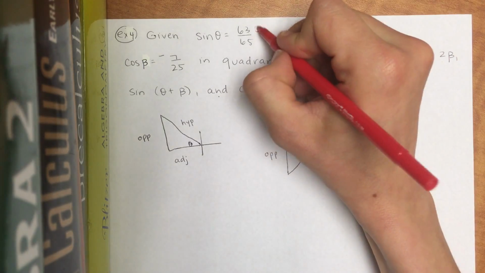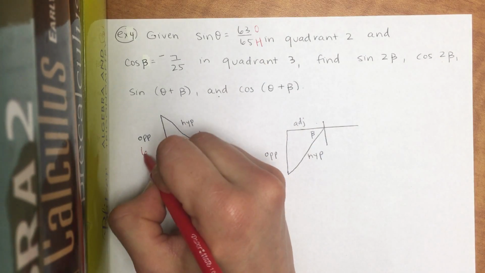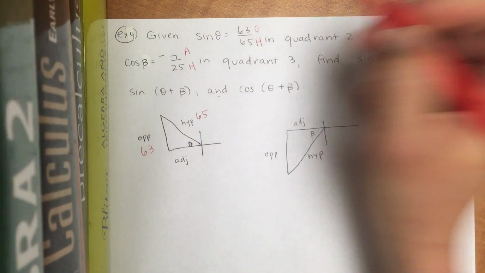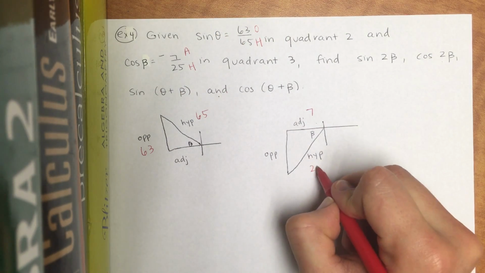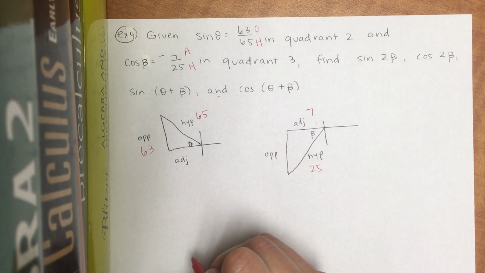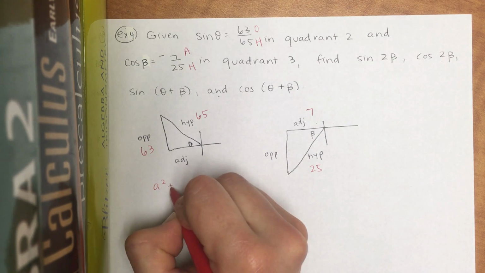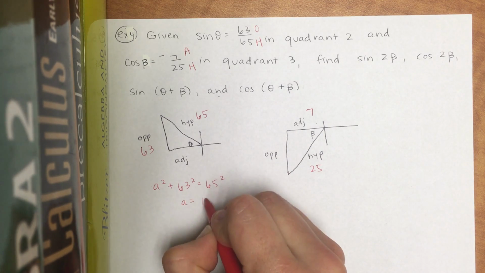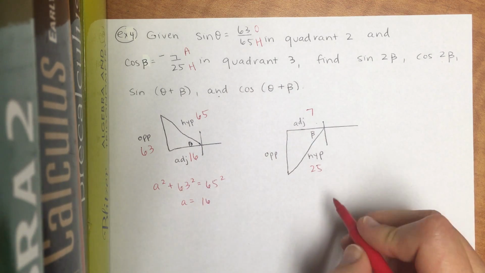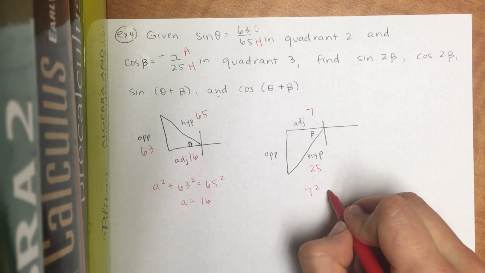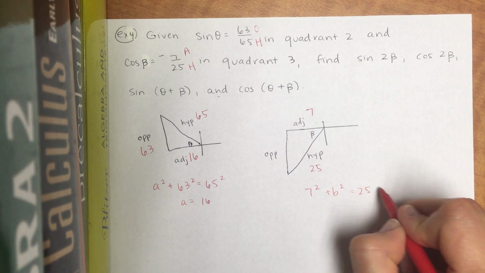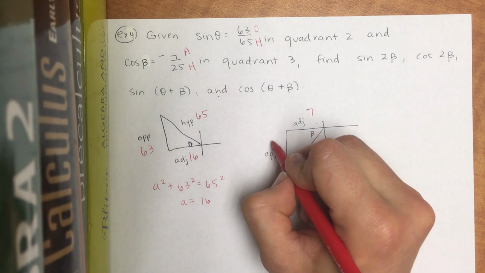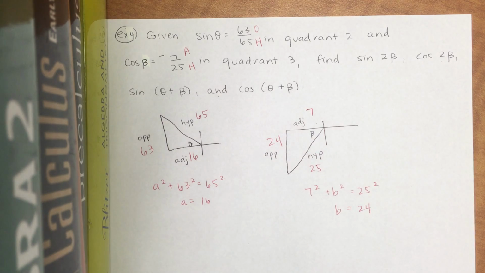All right, label your triangle. The SO fraction tells me this is 63 over 65. The K fraction tells me this is 7 over 25. Use Pythagorean theorem to find your third side. You should get that A equals 16 for the theta triangle, and B equals 24 for the beta triangle.